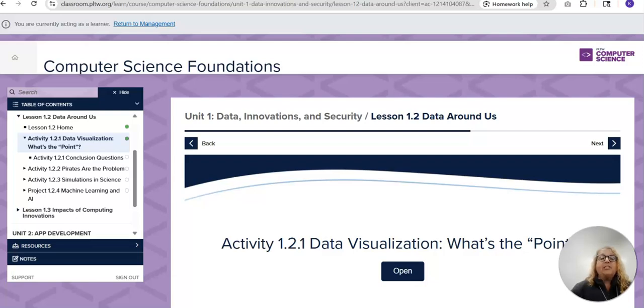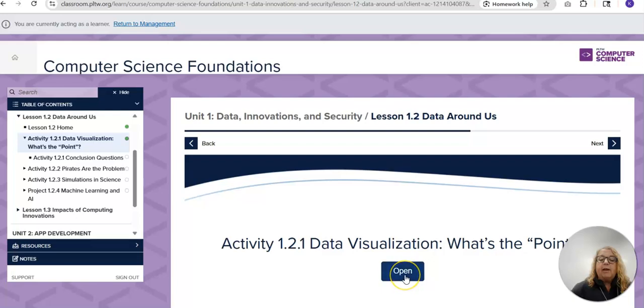Both of these activities are great lessons for us to do this week, and I know it's a little bit more work than what just one was, but each of these individually are smaller than the ones were in the last couple of weeks. So let's dig into 1.2.1. We're now in a new unit of 1.2. It's about data that's around us, and we're going to find out how do we use that data.